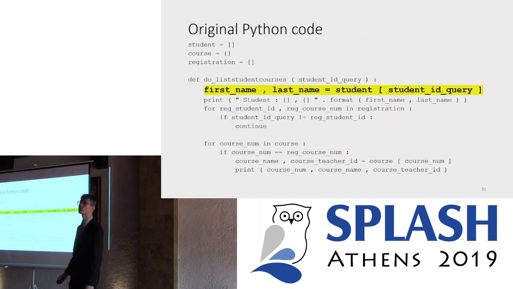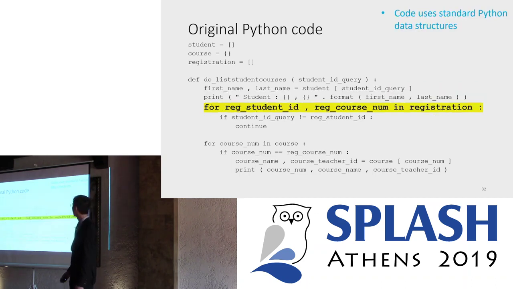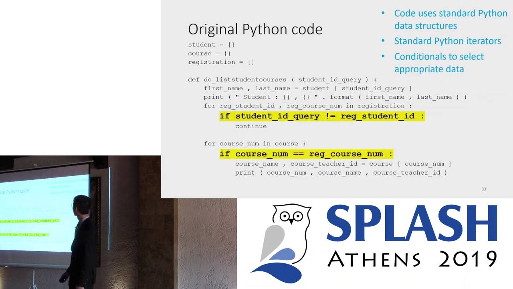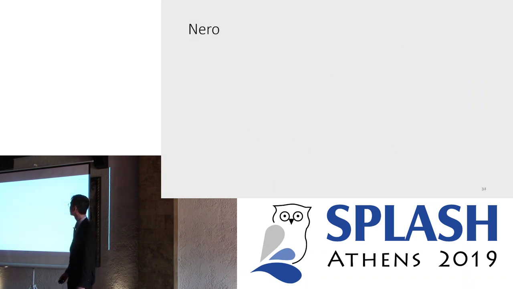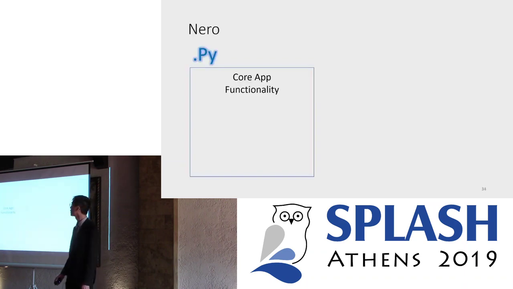So here's an example of the original Python code. Here we're just reading the first name and last name from an array entry. It's just standard Python data structures. And here is an iterator, standard Python loop, and also you have standard Python conditionals to select the appropriate data. So this is all very simple. And what NERO does is it takes your Python program that has some sort of core application functionality, such as student registration database, and that program just used normal lists and dictionaries in Python.